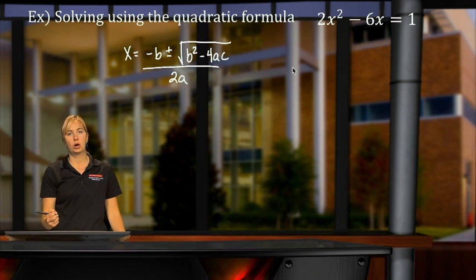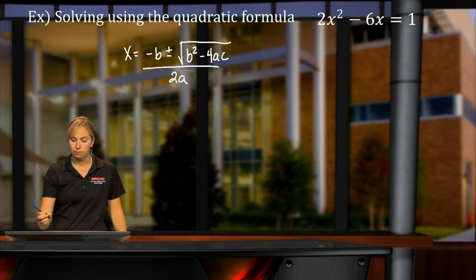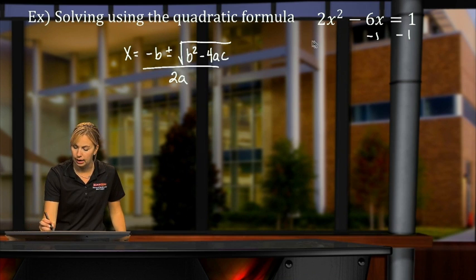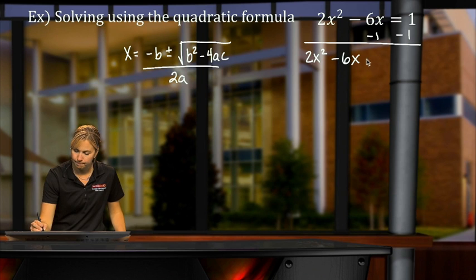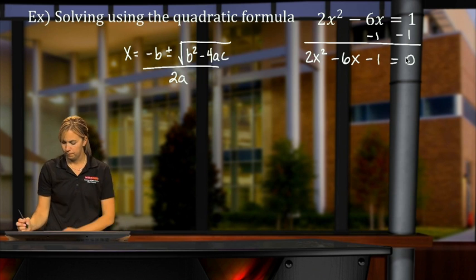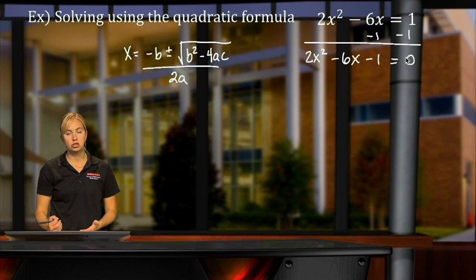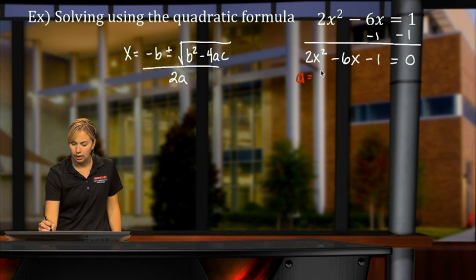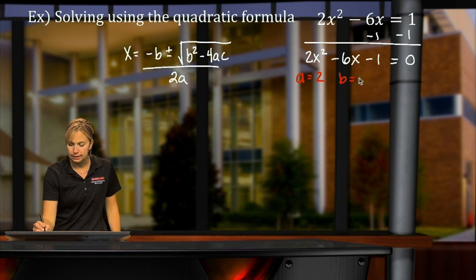When you're solving using the quadratic formula, just like when you're solving by factoring, you must start with your equation in standard form, which is the same as having it set equal to 0. So we will start by moving the 1 by subtracting it from both sides. It may help some of you to identify what your a, b, and c are. In this equation, a is 2, b is negative 6, c is negative 1.